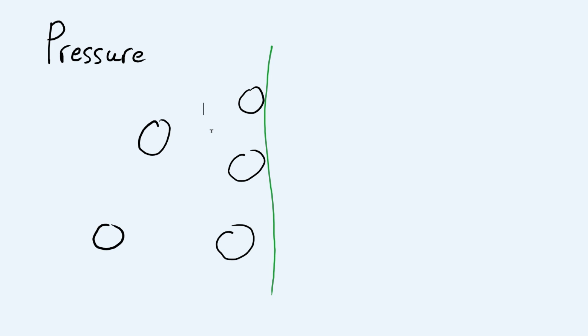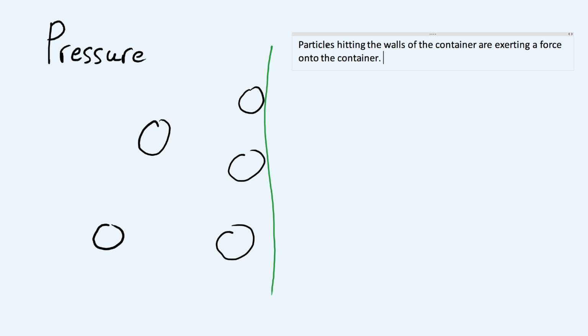Now when those particles hit the container, they're basically exerting a force. It's just like if you pushed into an object, you're exerting a force on the object. Exactly the same thing is happening here. So particles hitting the walls of the container are exerting a force onto the container. Now the pressure is defined as the amount of force divided by the area. That is the relationship between pressure, force, and area. Pressure is equal to force divided by area.